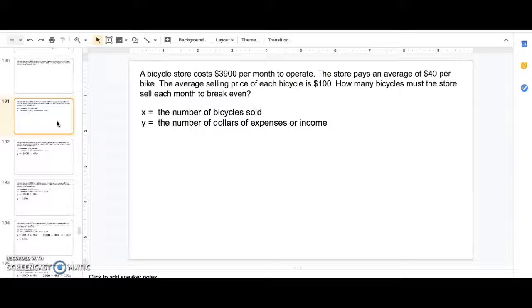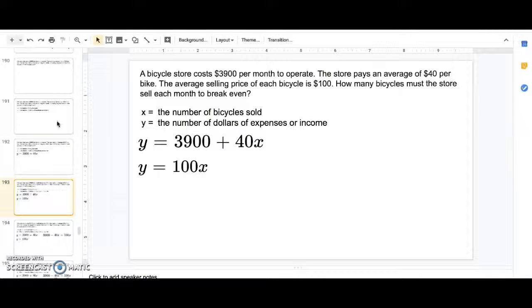Now, for our expenses, the store costs $3,900 to operate, and the store pays an average of $40 per bike, so that's the expenses. So Y is going to equal 3,900 plus 40x, because per bike means to multiply and the number of bikes is x. My second equation is going to be my income, and we're selling each bike for $100, so y would equal 100x. Now we're asked to find how many bikes must be sold each month to break even.